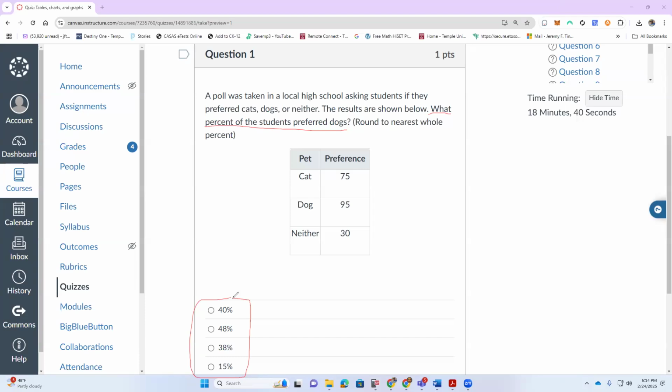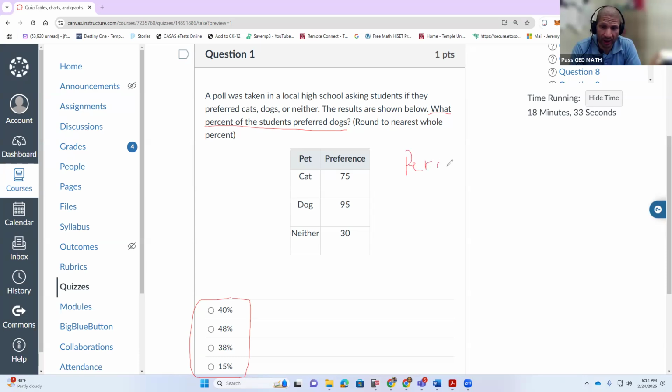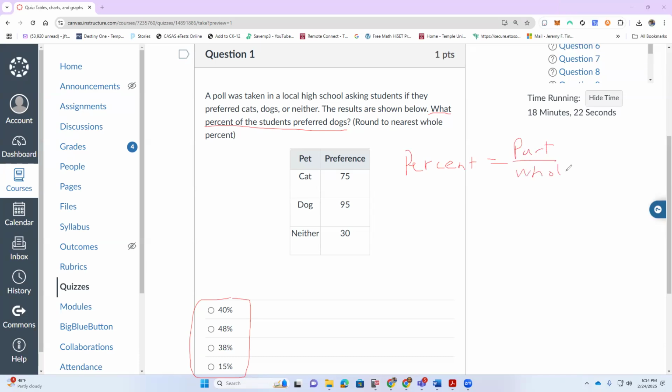So what you want to remember to find a percent, we don't want any guessing. You got to start with what you know. To find a percent is part over whole. I like, if you don't know the answer, to take an educated guess, eliminate some, and take an educated guess. But percent equals part over whole.